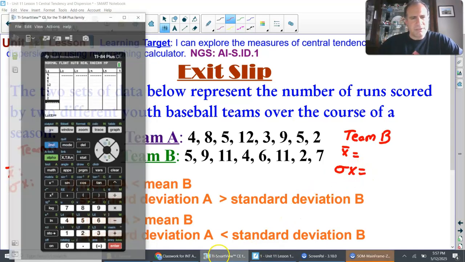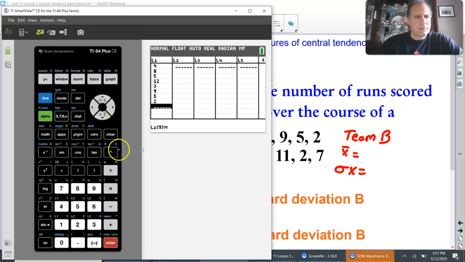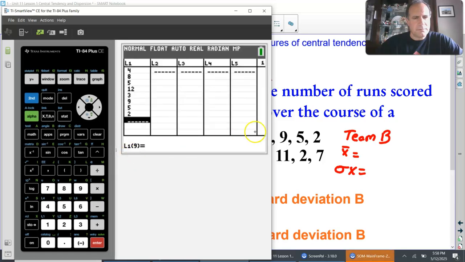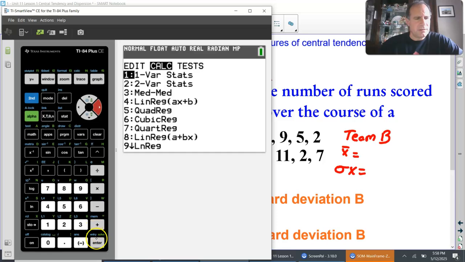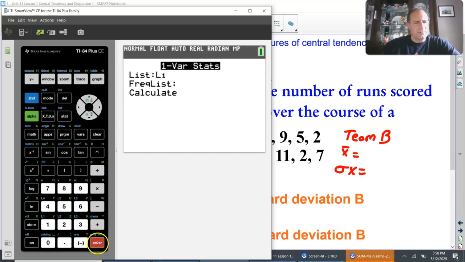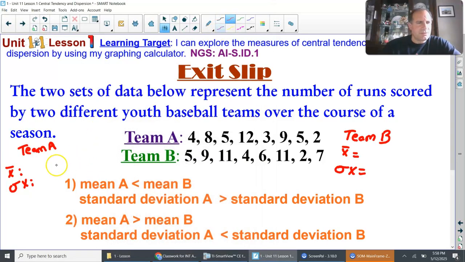Okay, so Team A, we're going to press Stat. Right, just like that. We're going to press Stat, press Calc, Enter, and we're going to click that 3 times, and the mean for the first team is 6. And the standard deviation is 3.16. So 6 and 3.16.